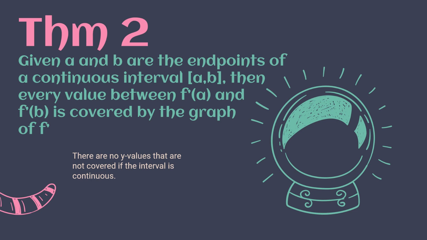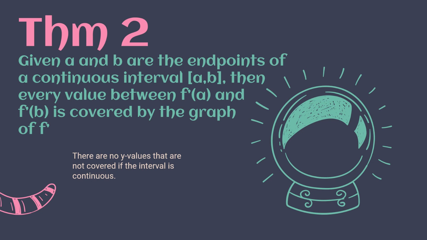So given A and B are the endpoints of a continuous interval A to B. Now I use the word continuous there because we know that if it's continuous, there should be no jumps or breaks or holes or anything, okay? Then every value between f prime of A and f prime of B is covered by the graph of f prime. In other words, there are no y values that are not covered. And maybe I should have used the word differentiable instead of continuous. I'm using them interchangeably, and that's not necessarily true, but I'm discounting all of those weird things that we just talked about, okay? The corners and the cusps and all of that.